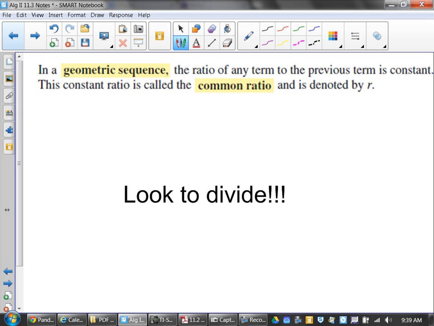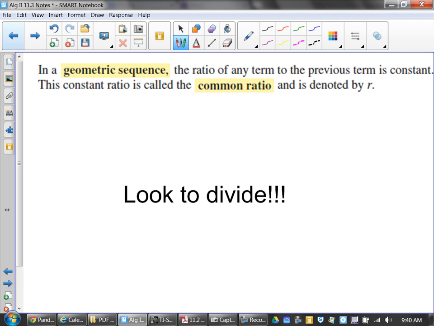So, like I said, in a geometric sequence the ratio of any term to the previous term, one after another, is constant. It's the same value each time. And the way that we do this is we use division to check it. This is a very, very easy thing to do to see if something is geometric. You're looking at these ratios. Remember, a ratio is nothing more than two things being compared together by division. That's all it is.